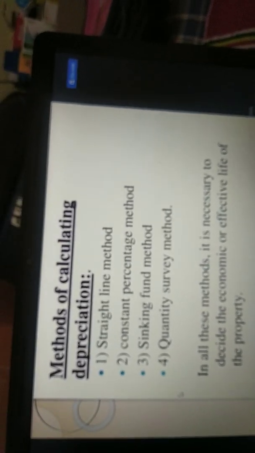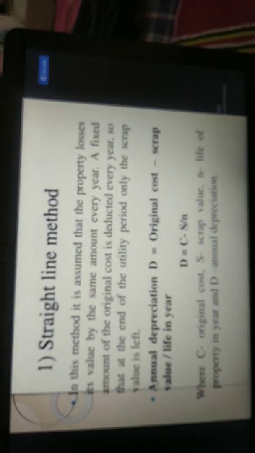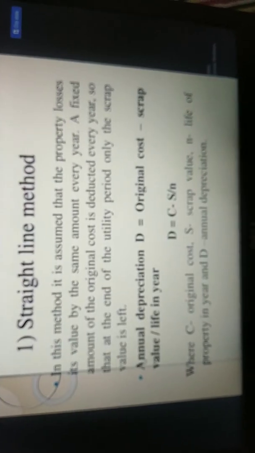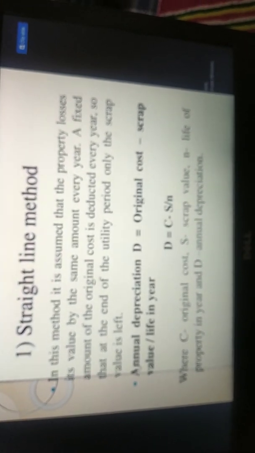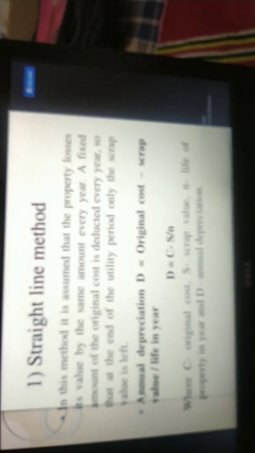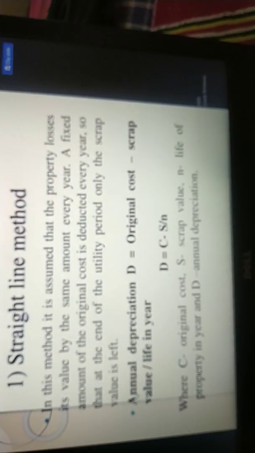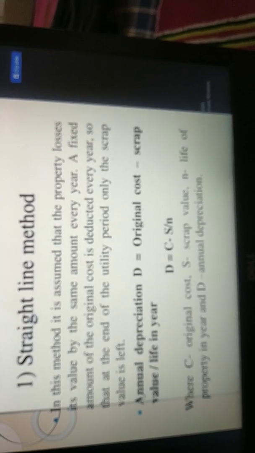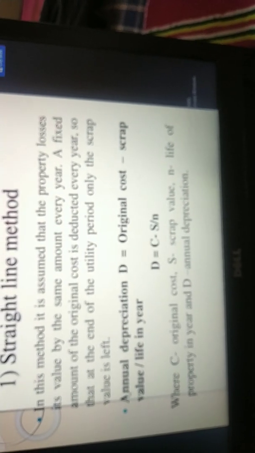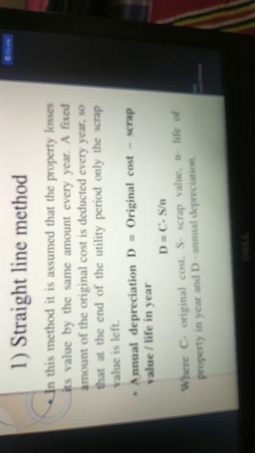Now we are going to see the meaning of the straight line method of calculating depreciation. In this method, it is assumed that the property loses its value by the same amount every year. A fixed amount of the original cost is deducted every year so that at the end of the utility period only the scrap value is left.